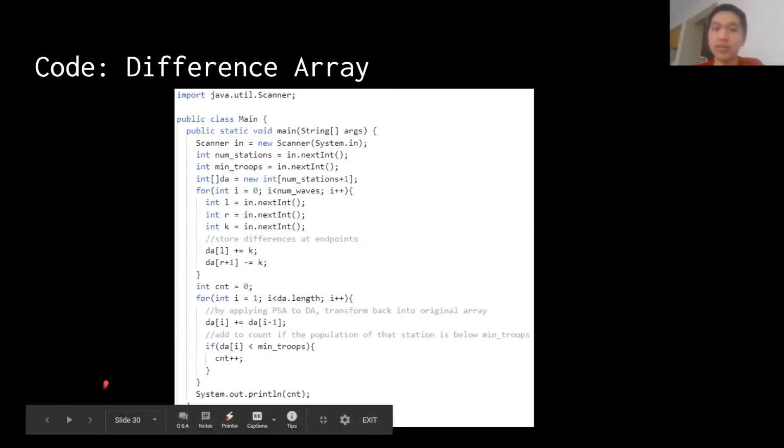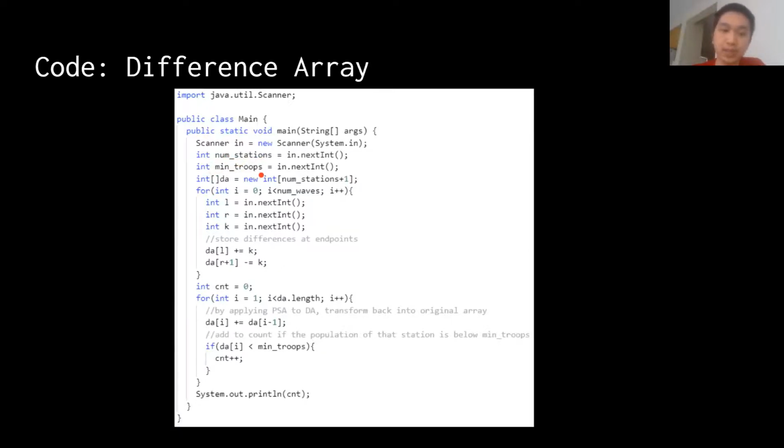And this is the code for the difference array, right? So right now I'm reading the number of stations, the minimum amount of troops, and DA is just short for difference array, and it's num stations plus 1. And why are we adding 1 again? Well, it's because of R plus 1, right? If your R is at the end of the array and you add 1 to it, you're going to get array index out of bounds. So you need to add 1.